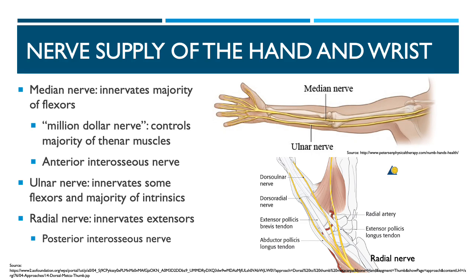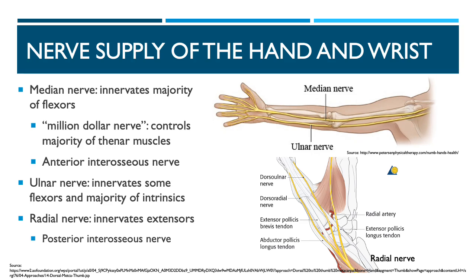So the median nerve, they call it the $1 million nerve because it controls most of the important muscles in your thumb, not all of them, but they call it the $1 million nerve because theoretically, if you're injured at work and you can't use your median nerve anymore, it's an easy $1 million settlement.